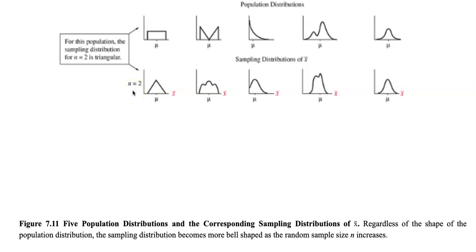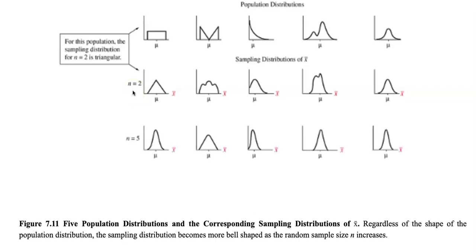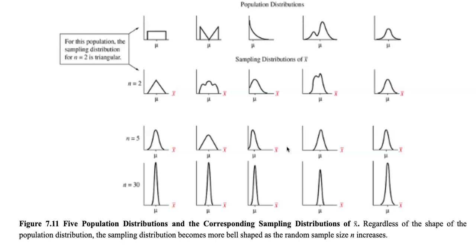What about we increase that sample size? What if we increase that sample size to 5? Notice they turned a little more like a bell shape. This one is still kind of skewed to the right, I would say. But what if you increase it a little more? Make n to be 30.